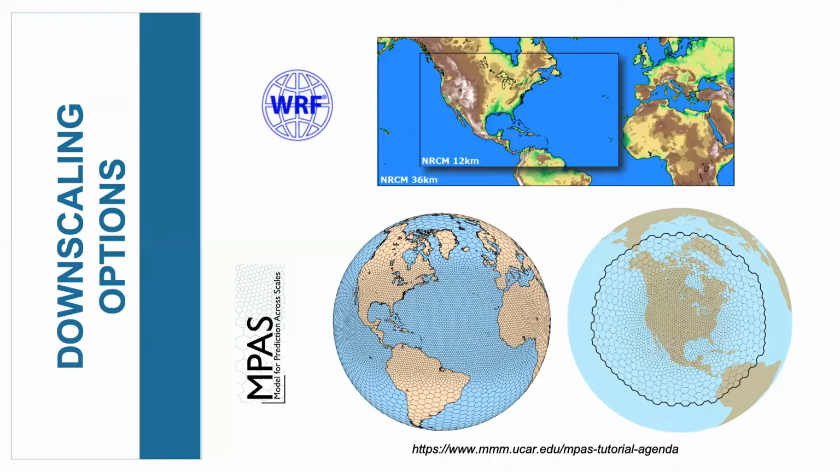Downscaling options. There are a lot of models available to downscale. The two that I want to present here today would be WRF and MPAS, and these are models that are developed and supported by NCAR. They are both good models and good choices for downscaling. WRF is a more traditional model using nested options to zoom into the area of interest. MPAS can be run both as a global model or a regional model, and it uses mesh refinement to zoom into the area of interest.